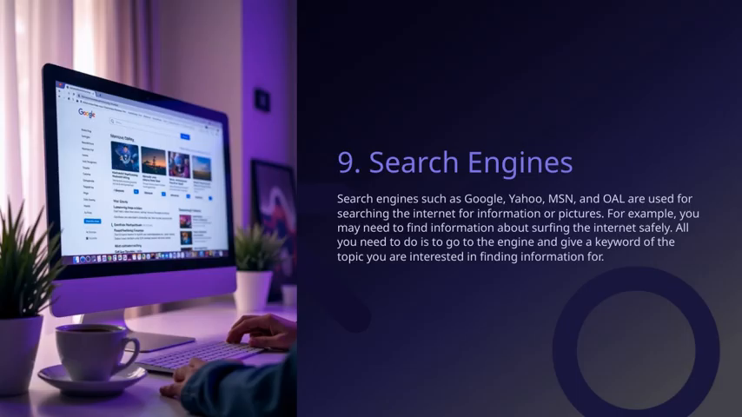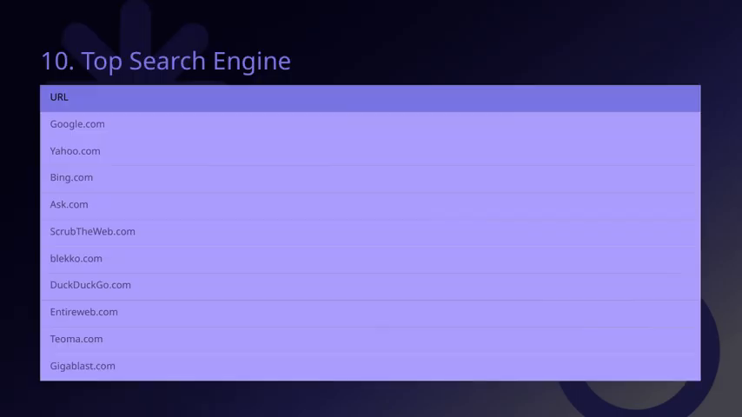Remember, using search engines is a fundamental part of navigating the internet effectively, and understanding how to use them properly helps you find accurate and helpful information efficiently. Now, let's take a look at some of the top search engines out there today. As you can see, the list includes major players like Google.com, which is by far the most popular and widely used search engine worldwide. Then we have Yahoo.com, which has been a long-standing contender in the search space, although its market share has declined over the years.